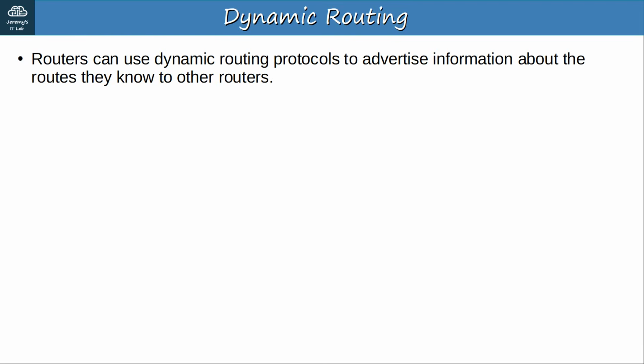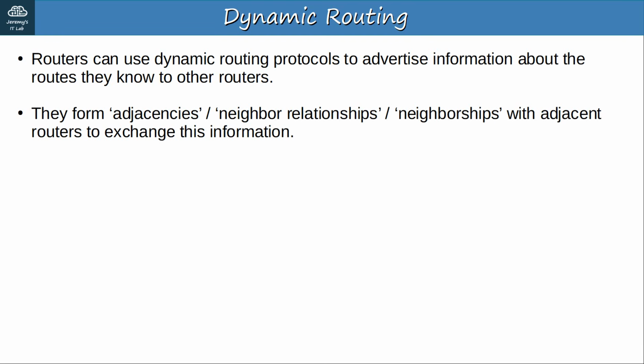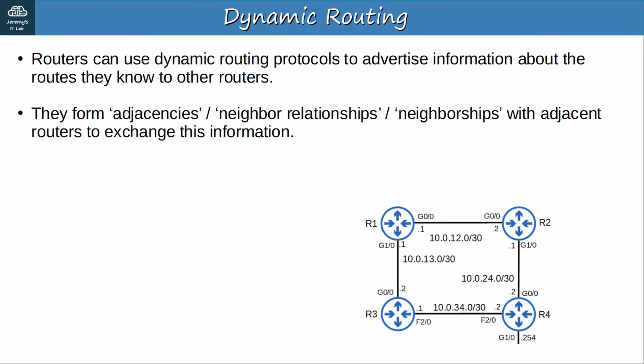Okay, so that's a very quick introduction to dynamic routing protocols and their basic purpose. Here are a few key points. Routers can use dynamic routing protocols to advertise information about their connected routes, as well as routes they have learned from other devices. They form adjacencies, also known as neighbor relationships or neighborships, with adjacent routers to exchange this information. For example, in this network, R1 will form adjacencies with R2 and R3, its directly connected neighbors.